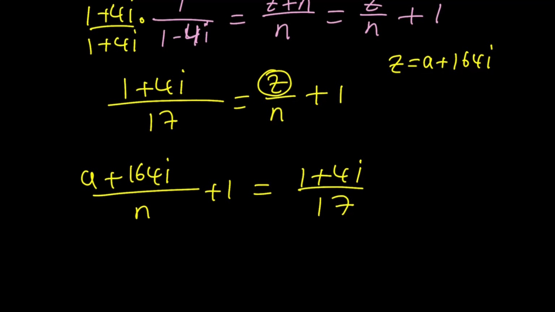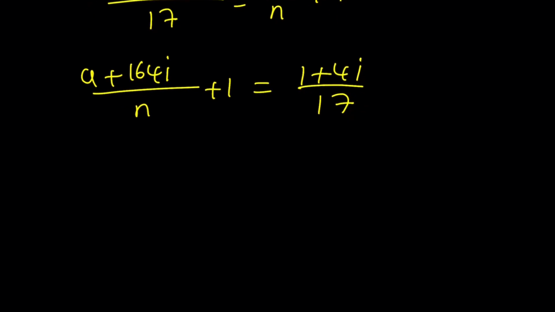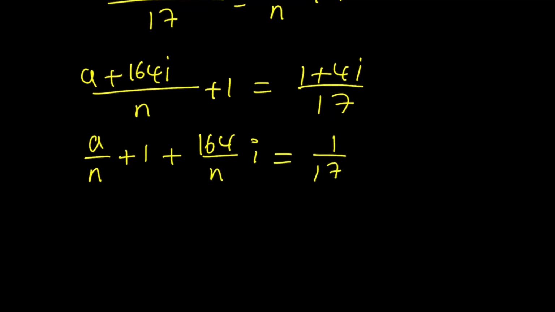Let's go ahead and split it up into real and imaginary parts. Now, on the left-hand side, I have a over n. Obviously, a and n are both real, right? Plus 1. And then I have 164 over n, i. And on the right-hand side, I have 1 over 17 plus 4 over 17, i.